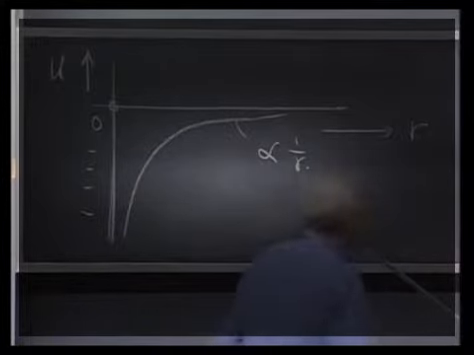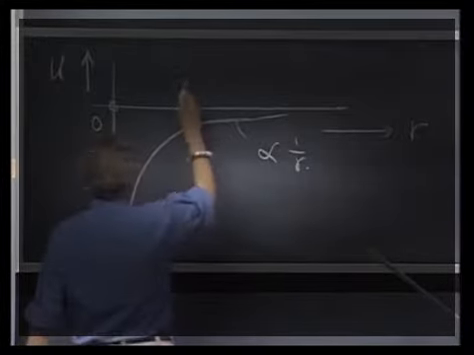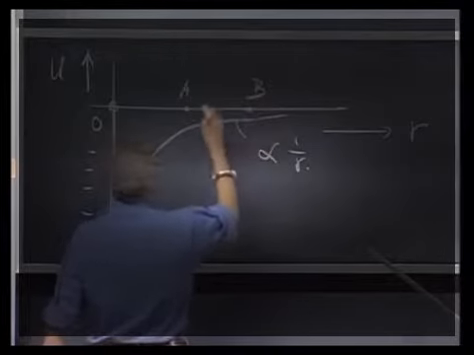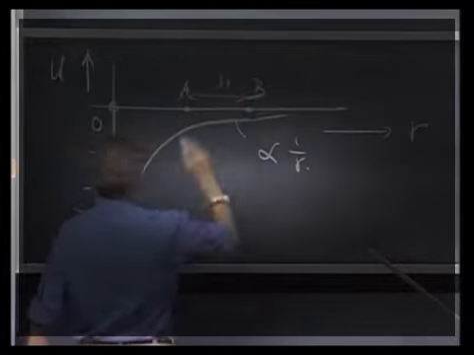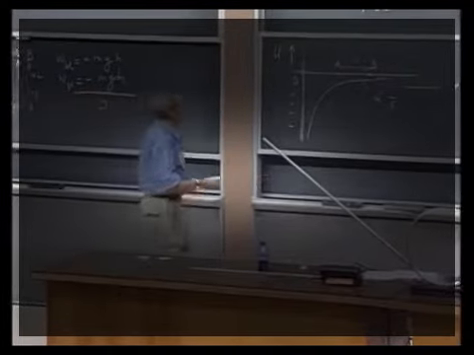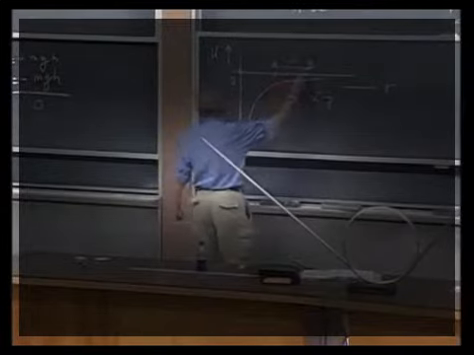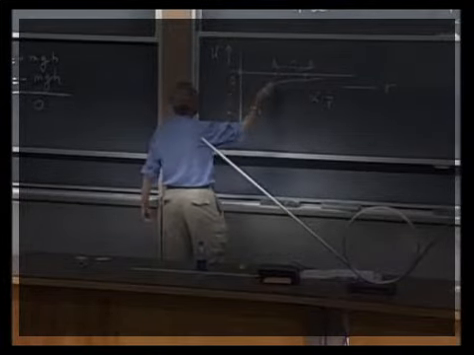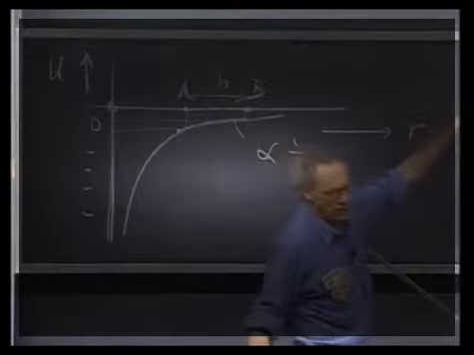If you move an object from A to B, and this separation is h, and if A and B are very far apart, the difference in potential energy is no longer mgh, but the difference between this value and this value. And you have to use that equation to evaluate that.